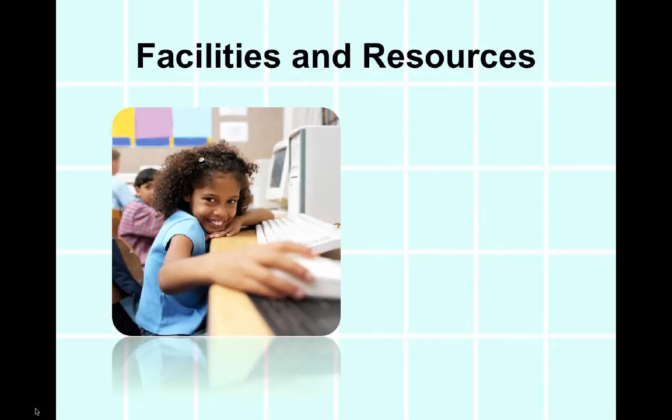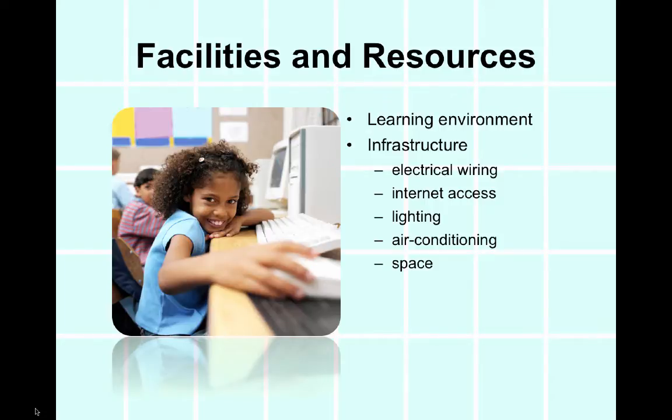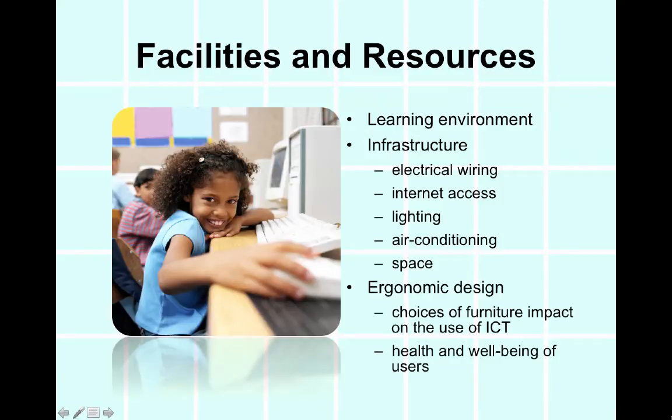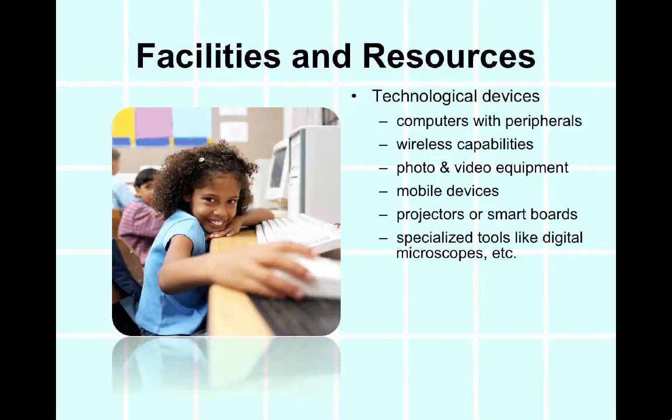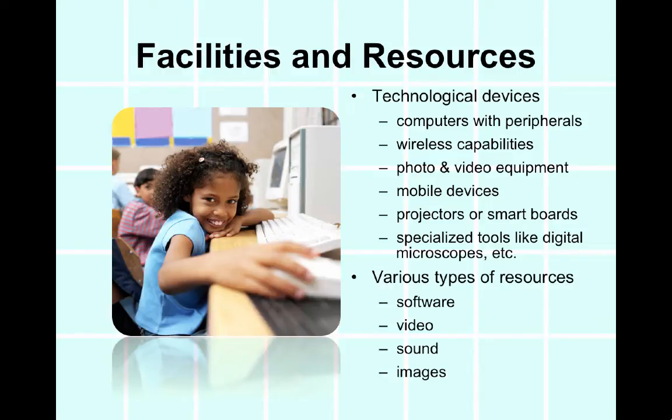Facilities and resources. This has to do with the learning environment, the infrastructure, things like electrical wiring, internet access, lighting, air conditioning, and space. Ergonomic design: choices of furniture impact the use of ICT and the health and well-being of the users. Also technological devices: computers with peripherals, wireless capabilities, photo and video equipment, mobile devices, projectors or smartboards, specialized tools like digital microscopes, etc., as well as various types of resources: software, video, sound, and images.